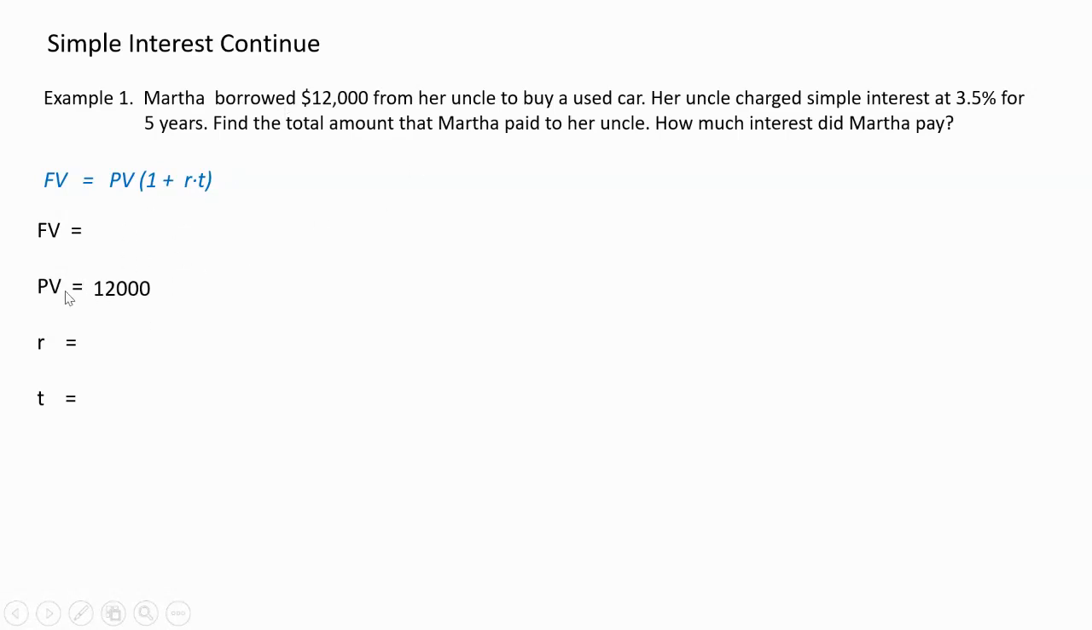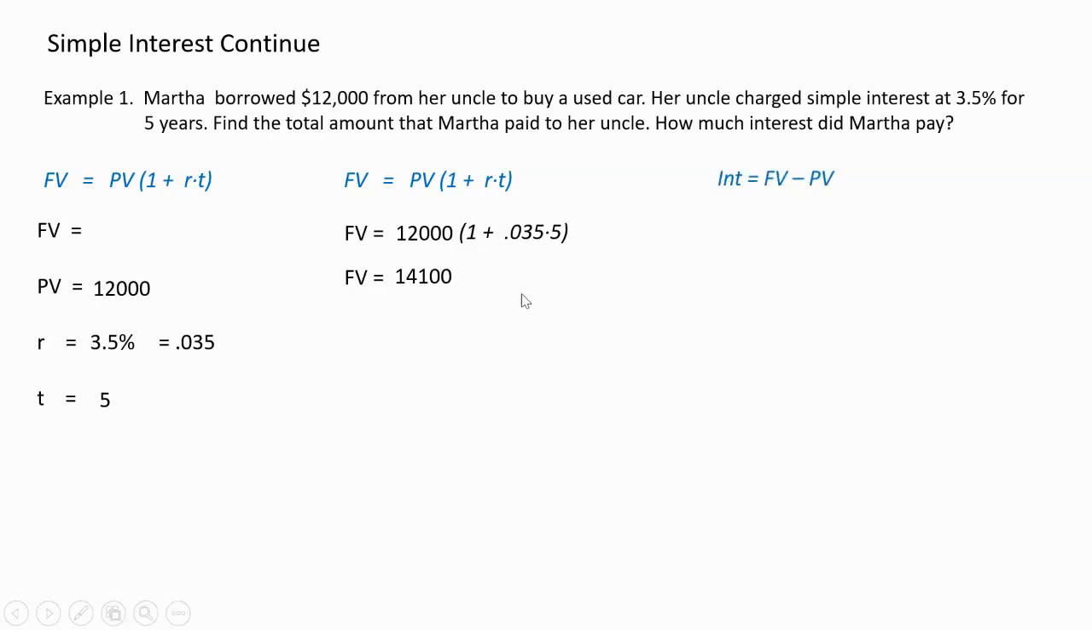So this is the 12,000, the present value that she borrowed. The interest rate is 3.5, which is 0.035, and the time is 5. So we plug everything into the formula, and we use a calculator. I tell my students to plug it in just the way it looks. You see, this gives you the future value, which was the first part. Find the total amount Martha paid to her uncle was $14,100.